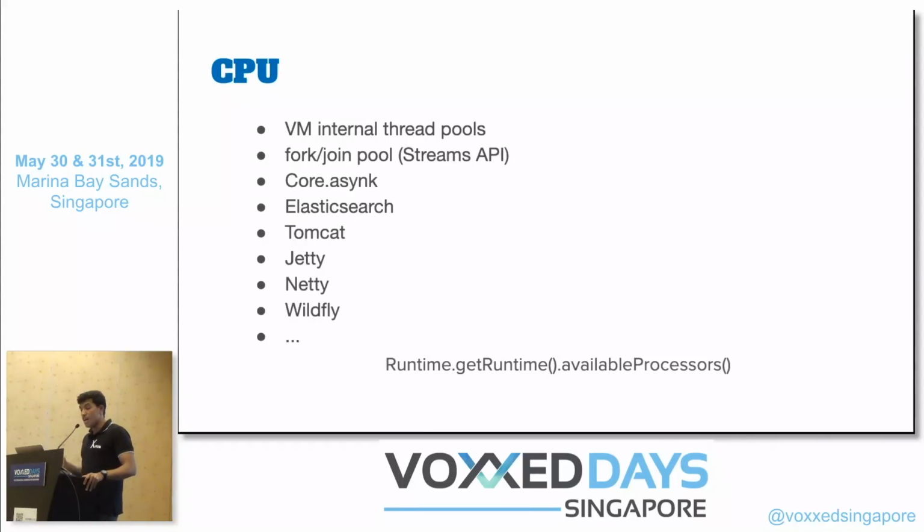And the same thing happened with CPU. If the JVM fails to get the total number of CPUs it can use, this will impact its internal threading pool. It will impact some popular Java APIs like the fork join pool and the stream API that we are using with Lambda expressions. And it will impact many popular Java software like Elasticsearch, Tomcat, and Netty.